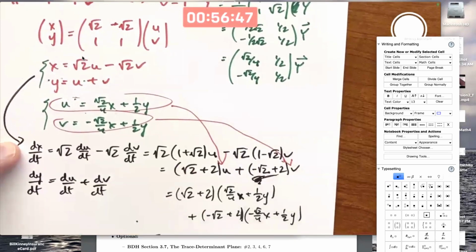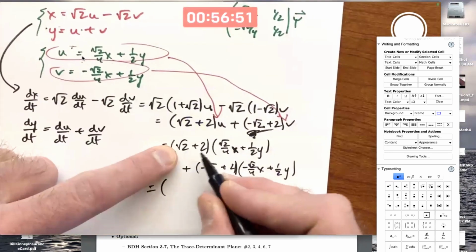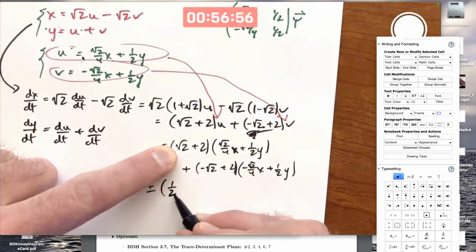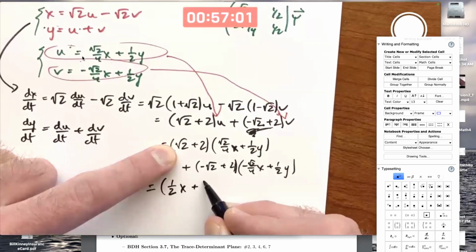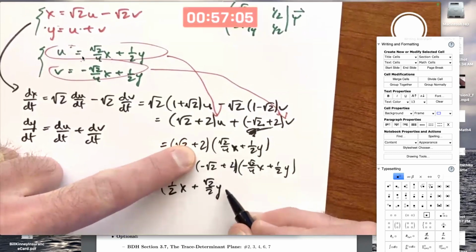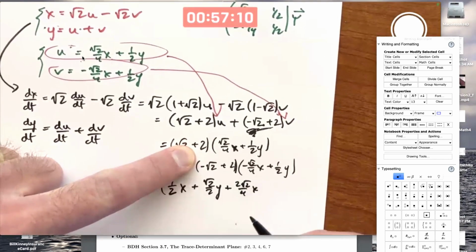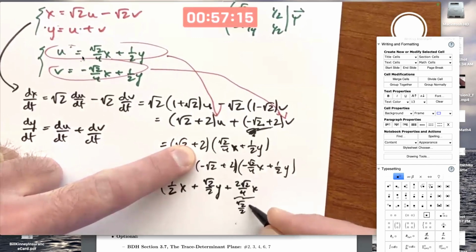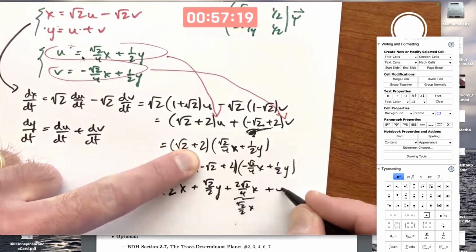Got a FOIL. Okay, first times first, root 2's times themselves become 2 over 4 is 1/2 x. Outside times outside is root 2 over 2y. Inside times inside is 2 root 2 over 4x, which is the same as root 2 over 2x. Last times last is plus y.